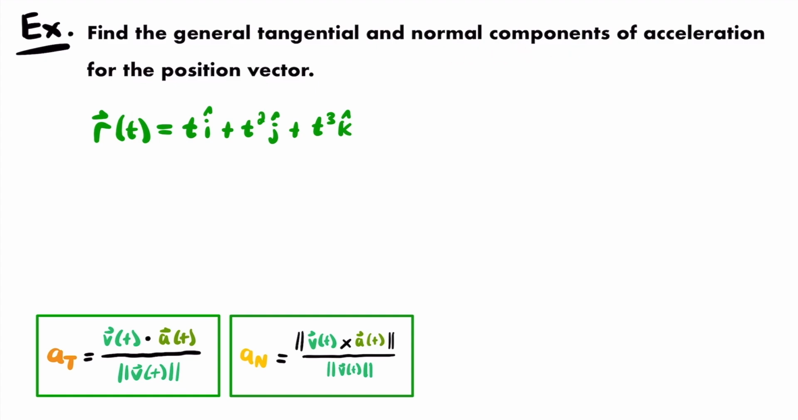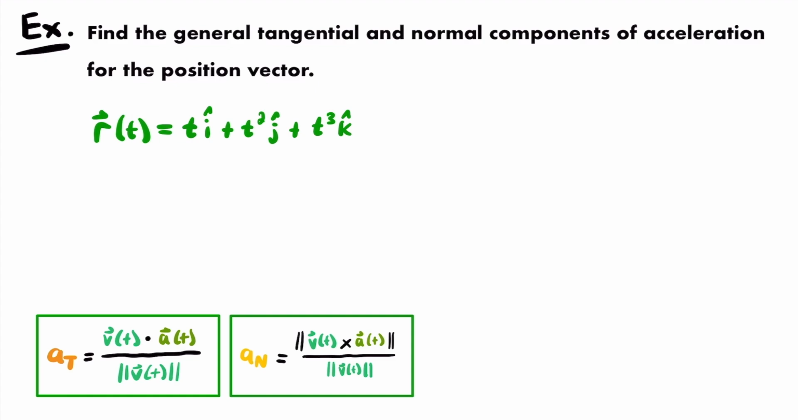A sub t represents the tangential component of acceleration, and a sub n represents the normal component of acceleration. To find the tangential component, we need to take the dot product of the velocity and acceleration vectors and then divide by the magnitude of the velocity vector. For the normal component, we do a very similar calculation, but instead of the dot product between the velocity and acceleration vectors, we take the cross product between those two vectors and then take the magnitude of that vector and divide it by the magnitude of the velocity vector.